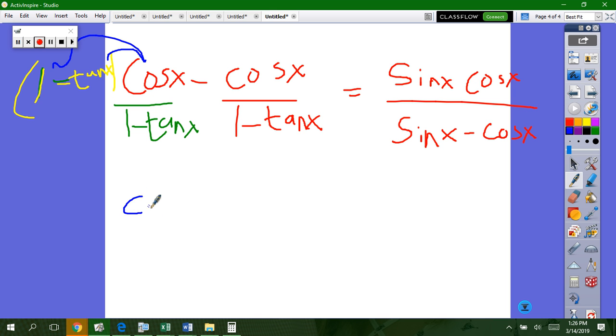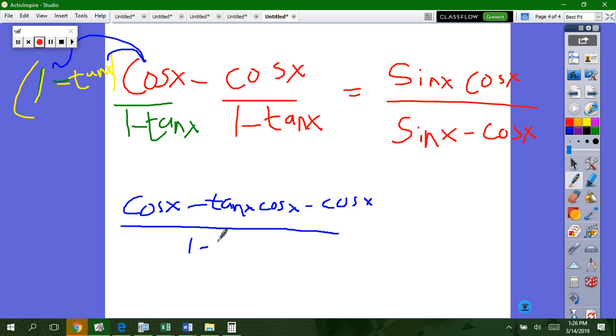Okay, so I get cosine x minus tangent x cosine x minus cosine x. Anybody have a question on how I got that? Give me one moment with that. Okay, your question was what again? The cosine squared, the cosines would cancel, because I have a positive and a negative, and they're all in the same denominator, aren't they? So yes, that is a true statement.